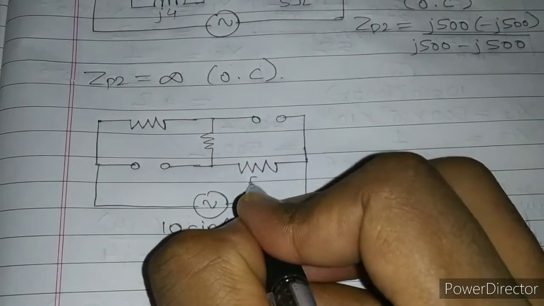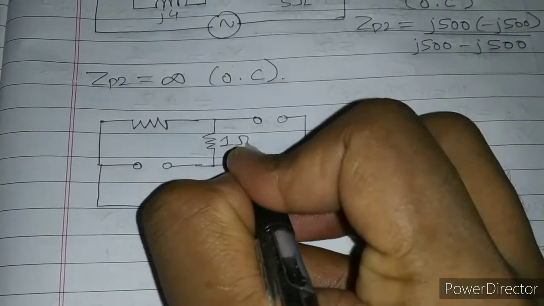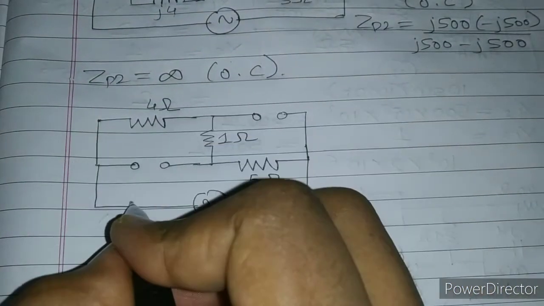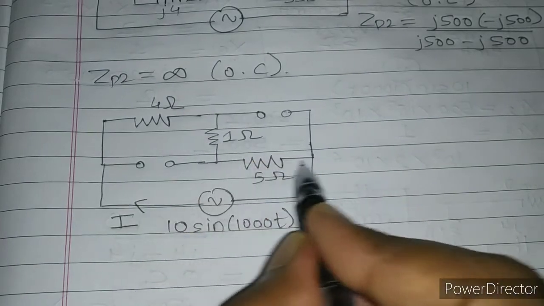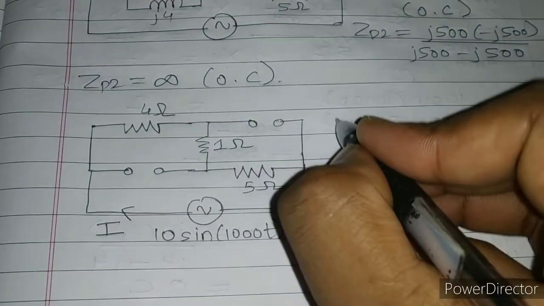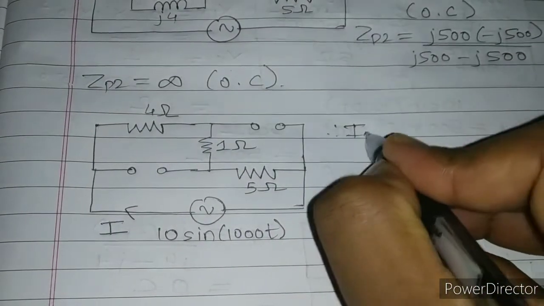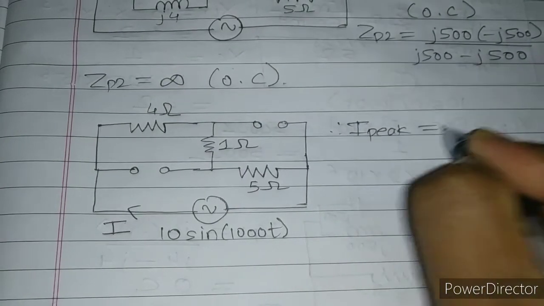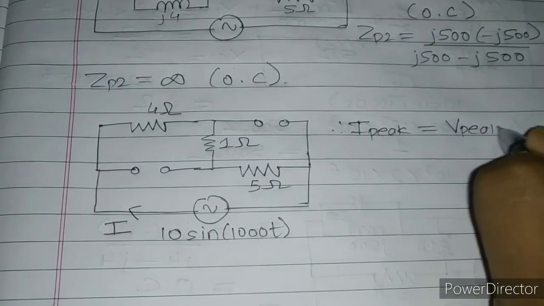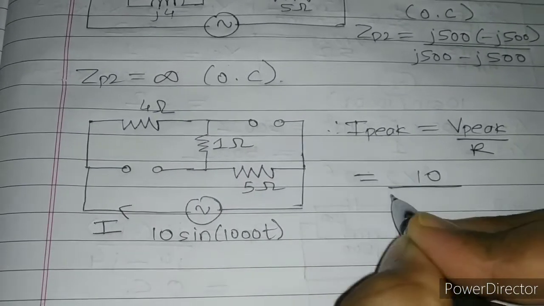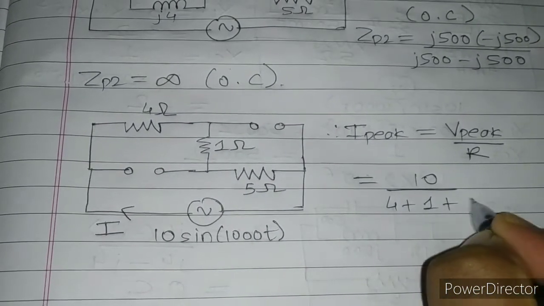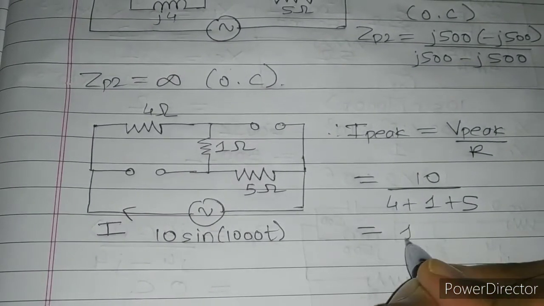This is 5 ohm, 1 ohm, 4 ohm resistor, and the current flowing through the circuit is I. The current will flow through this path. Therefore, the peak current I peak is equal to V peak divided by R. Therefore, I peak is equal to 10 upon 4 plus 1 plus 5, which is equal to 1 ampere.